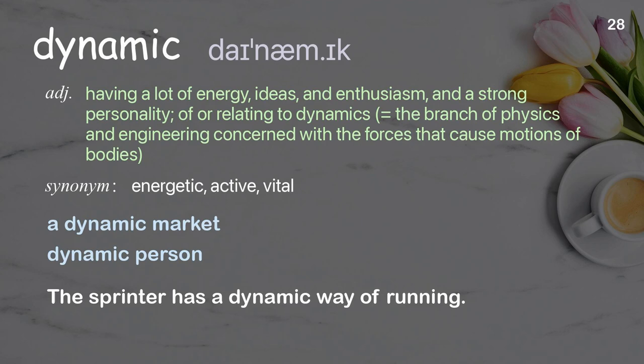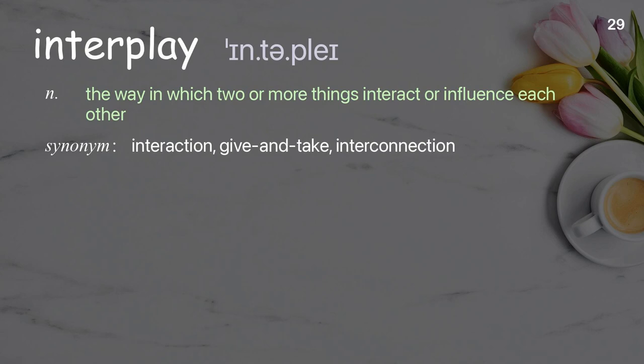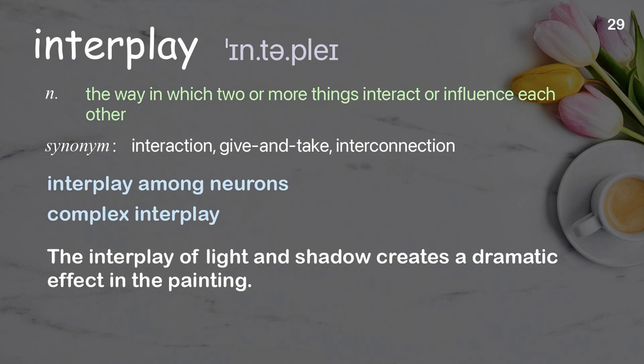Interplay. The way in which two or more things interact or influence each other. Examples: interplay among neurons. Complex interplay. The interplay of light and shadow creates a dramatic effect in the painting.